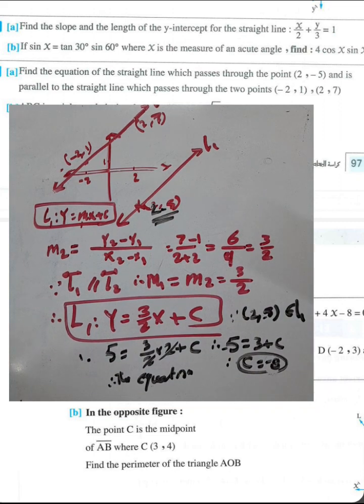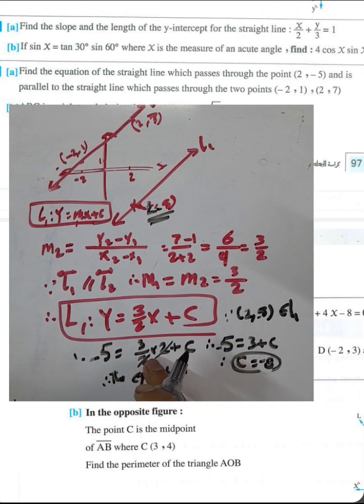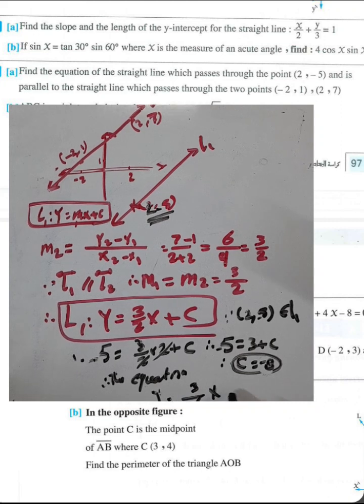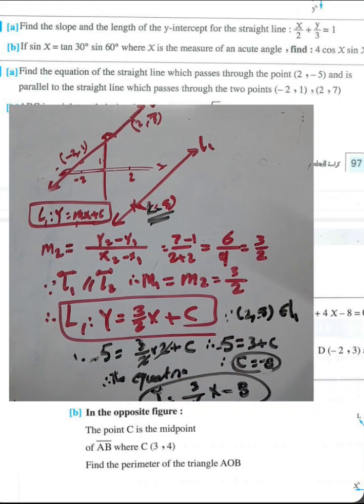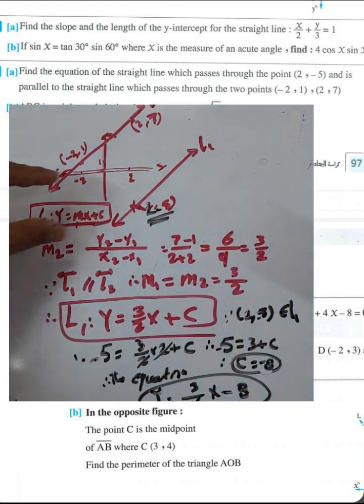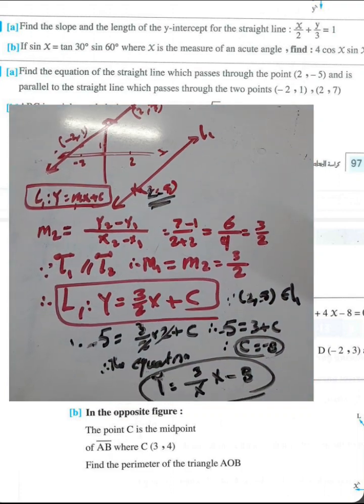Understood? We put y equal negative 5 and x equal 2, and then moved 3 to the left-hand side. Negative 5 minus 3 will be negative 8. Then the equation will be y equal 3 over 2 x minus 8. The constant here will be 8 parts. In the equation of the straight line, it cuts 8 parts from the y-axis.